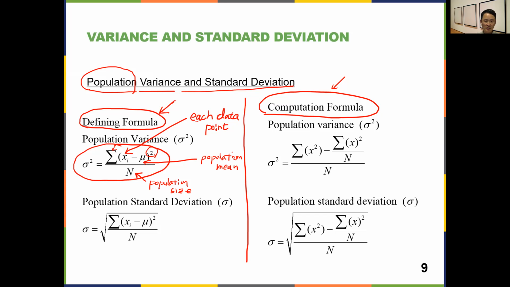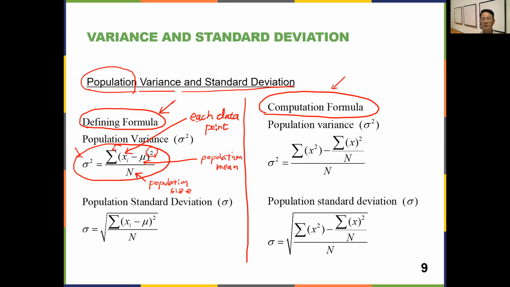Let me repeat that again. Average square distance of each data point from the mean. And that's what variance is all about, right? And why would they square though?